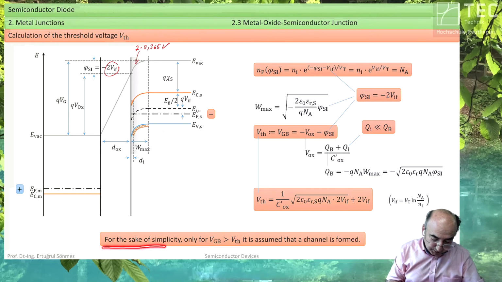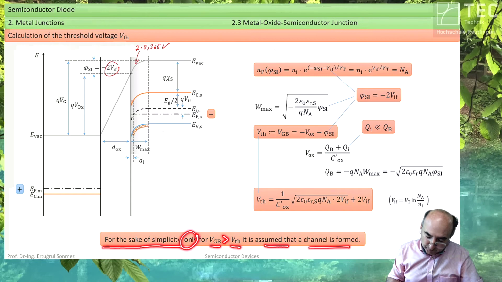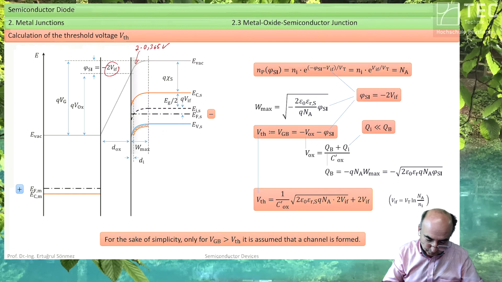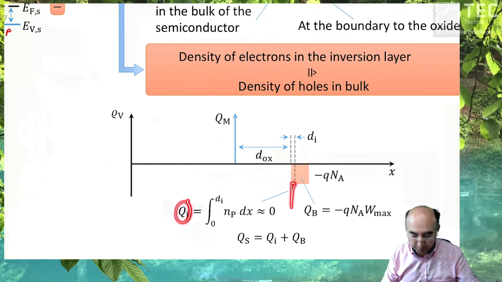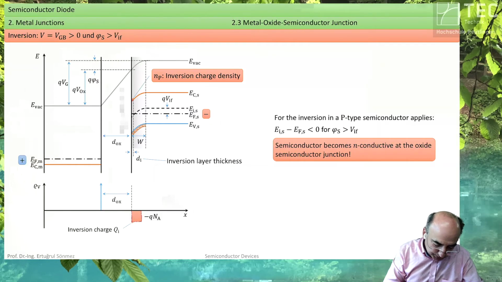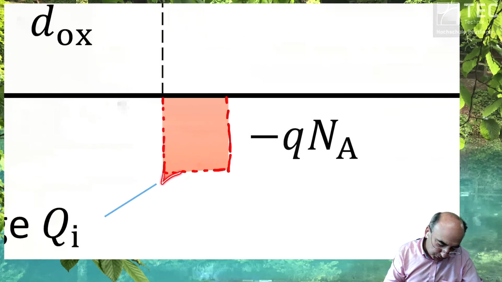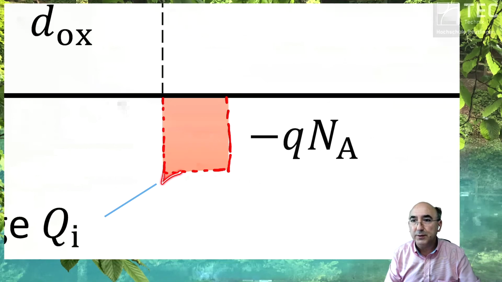So for the sake of simplicity, we assume that only for larger values than the threshold voltage the channel is formed. But in reality, at the threshold we have some amount of inversion charge, but low. And also very low values for reverse biasing generate inversion charge.